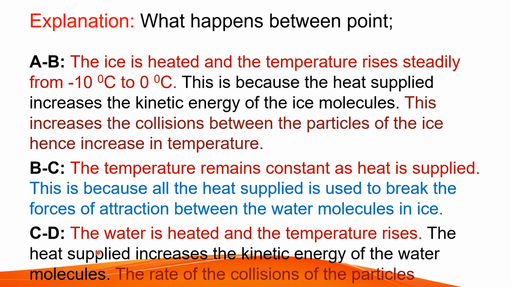So at point C to D, the water is heated and the temperature rises. So now we have moved from ice, we are talking about water. Water is liquid. So the temperature rises. Why? Because the heat supplied increases the kinetic energy of water molecules. So the rate of collision of the particles increases. Let me take you back to Form 1 physics. There is a chapter called Particulate Nature of Matter. In this topic we learned about Brownian motion. And in Brownian motion we say that particles are in constant random movement. Constant random movement. So they collide.